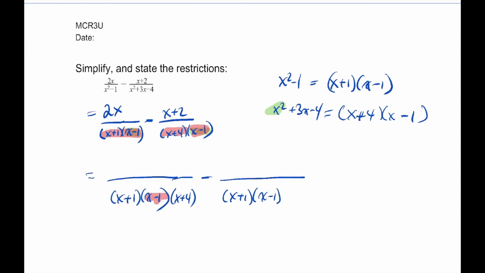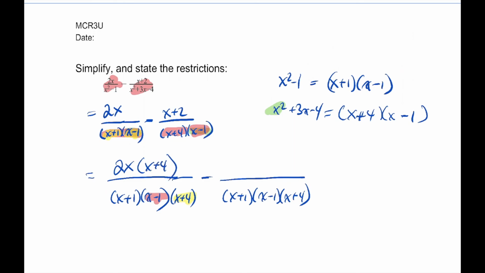Looks weird because it's a polynomial expression, but that is our lowest common denominator. And we do not need to expand that. You do not want to expand that. Do not waste your time expanding that. That is simplified already. Now we have to convert our fractions to the equivalent. In this case, the left fraction, we already have 2x over x plus 1, x minus 1. What is it that I need to multiply to this fraction to get that lowest common denominator? Well, I already had an x plus 1 and x minus 1, so I really need to multiply by x plus 4.